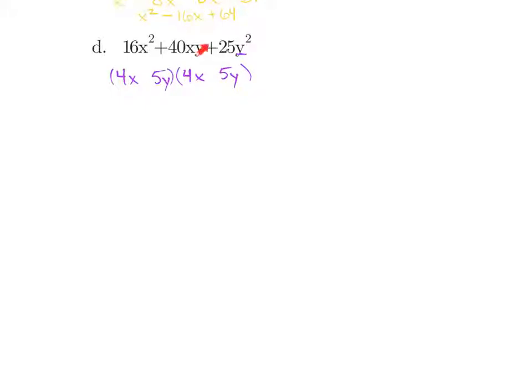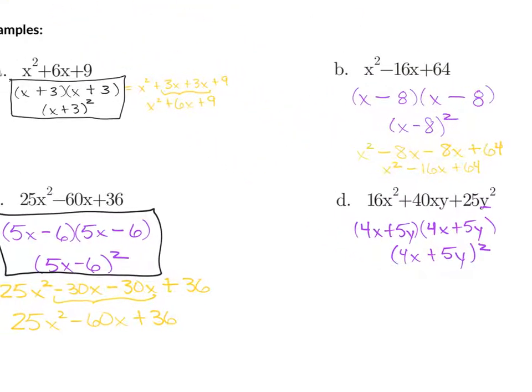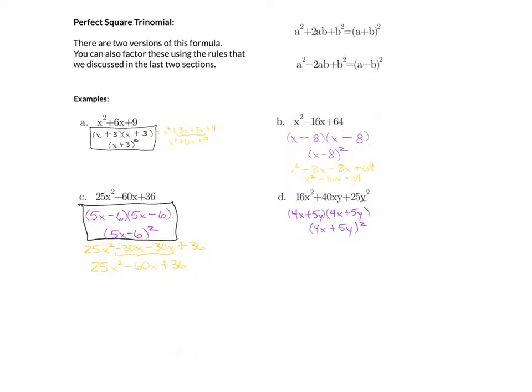Finally, in order to multiply to a positive 25, my signs have to be the same. And in order to combine numbers with same signs and get a positive, then they should both be positive. That leaves me with 4x plus 5y and 4x plus 5y, or 4x plus 5y squared. If you want to check it, you may, but it does come out to be correct. That takes care of our perfect square trinomial.